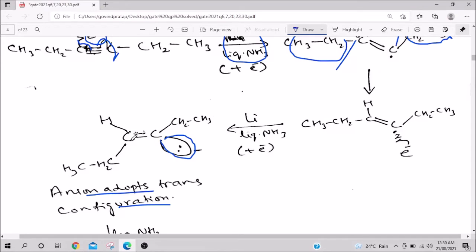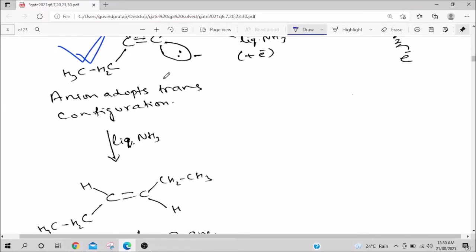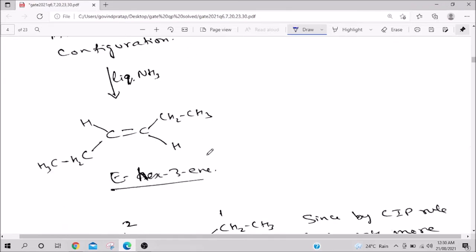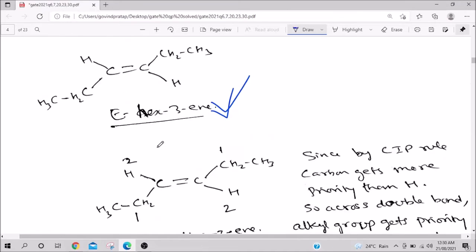Why? If this H was down and this alkyl group was on top, then what happens? This group and this group are bulky, and they repel each other, and therefore not very stable. Therefore the double bond is trans to the hydrogen, so that you get a stable transition state. Reaction will be faster, and then liquid ammonia is there, again it takes a proton and you get the trans product. So both kinetically and thermodynamically favored. So whenever you do Birch reduction, remember this, from alkyne you will get trans alkene. Whereas if you do catalytic hydrogenation, you will get Z alkene. Okay, that's it. Let's move to next.